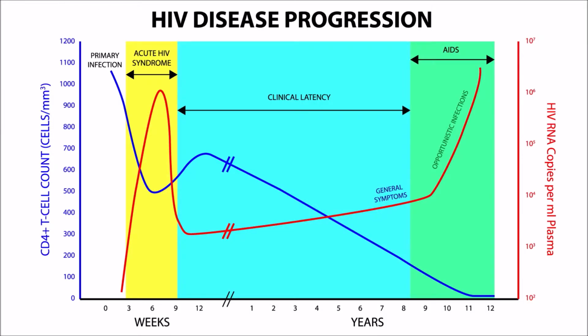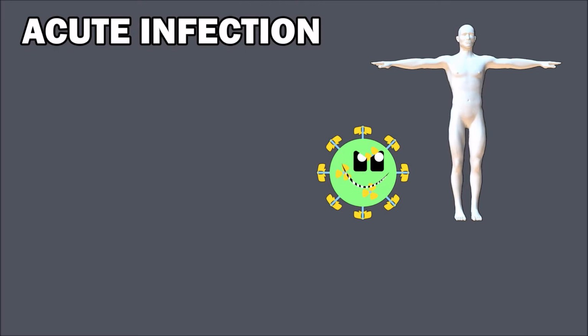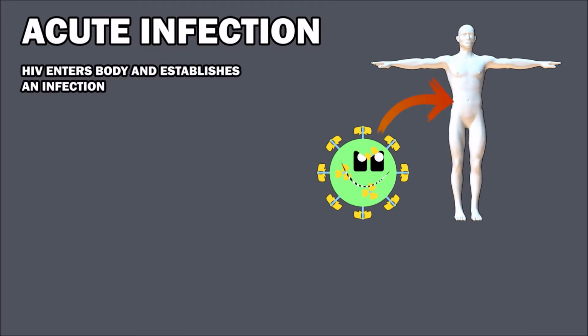There are 3 stages of HIV infection: the acute infection, the chronic or latent phase, and AIDS. The acute infection begins when HIV enters the body and establishes an infection.